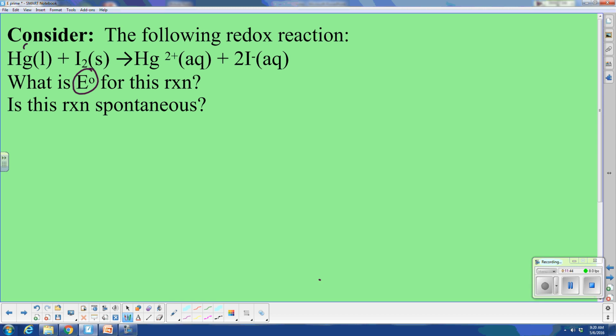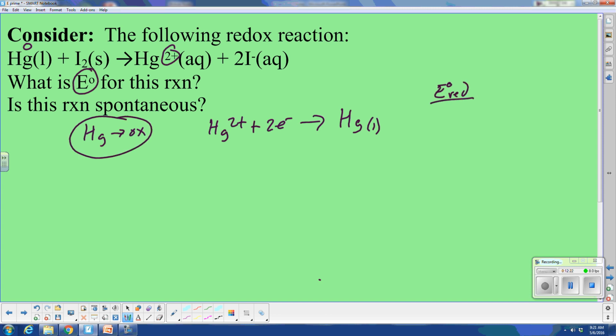I have mercury, which is 0, going to +2. That looks like it's oxidizing. So my mercury is going to oxidize. Now, here's the weird thing: we have to look at it not as an oxidation, but as a reduction, because my tables are in reduction. So I have to look at the reduction of that. So I'm going to say mercury 2+ plus 2 electrons goes to mercury liquid. Now I have to look that specific reaction up in my table to find the standard reduction potential, even though it is really oxidizing.